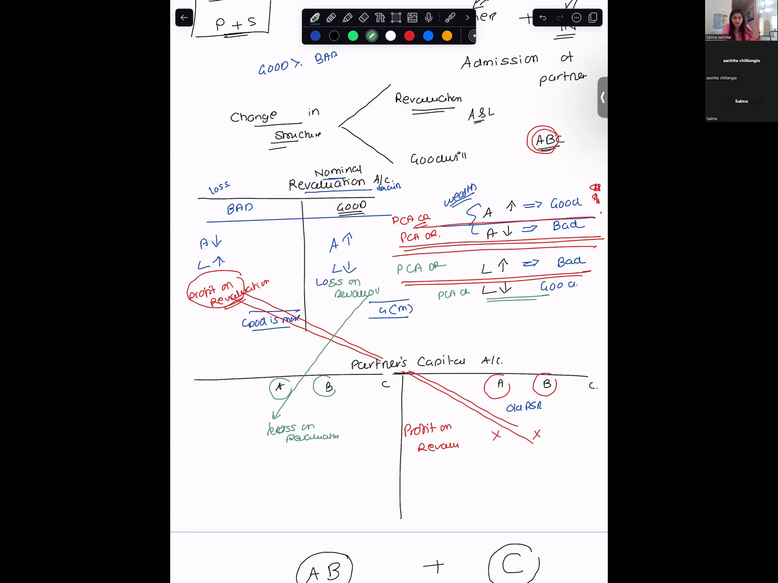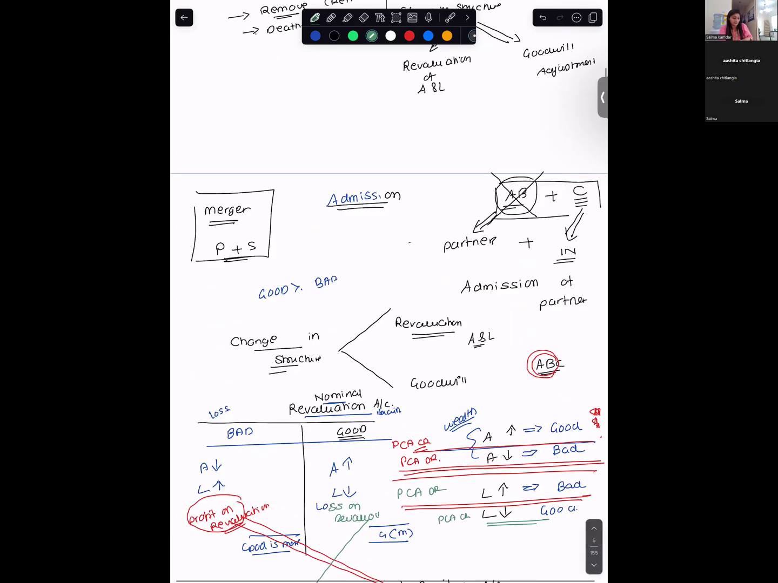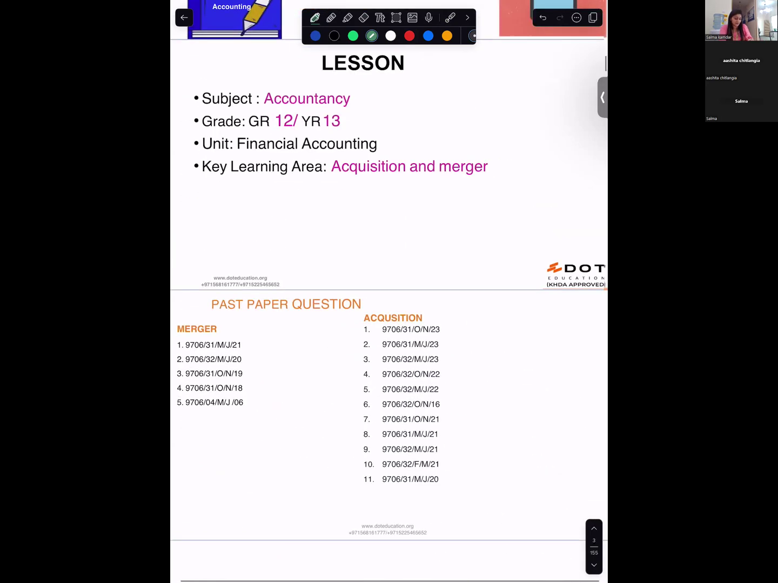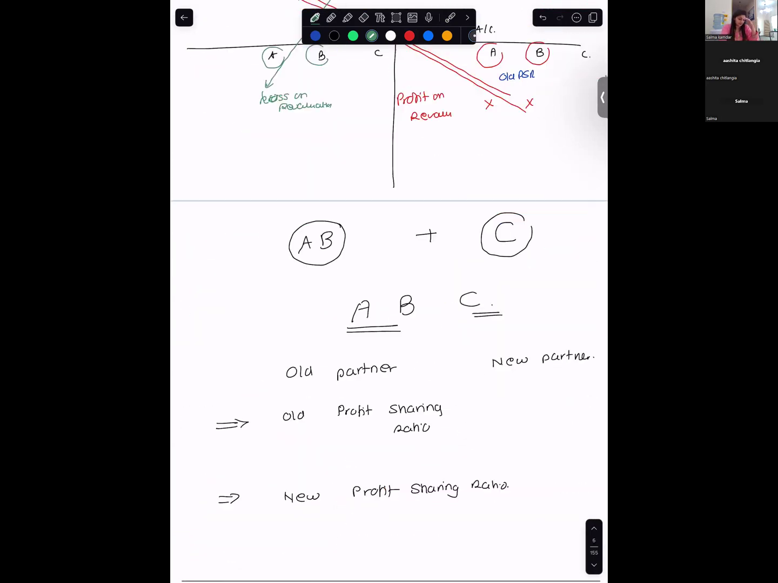Okay. If they don't ask you to make it, then you have to do it directly. There will be only one or two adjustments. You have to see if it's a profit on revaluation or a loss on revaluation and transfer accordingly. Okay. So these are the steps that we were talking about over here.